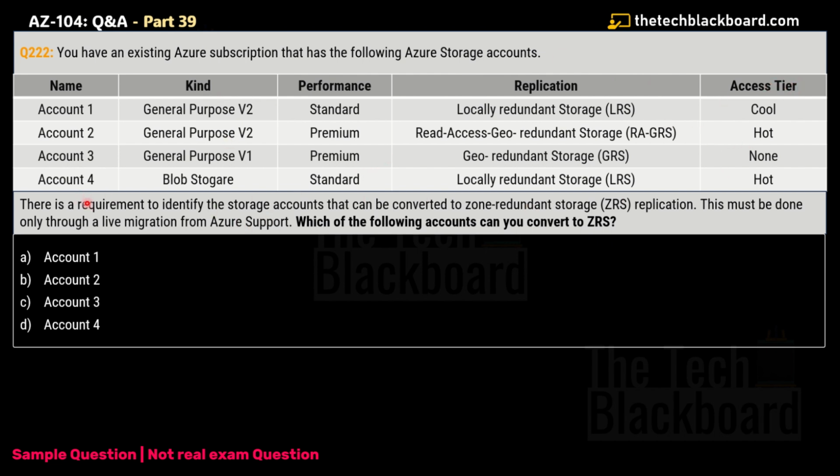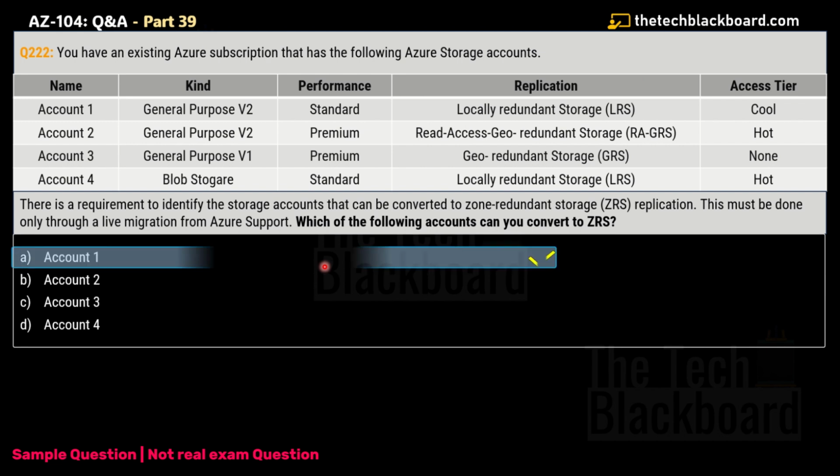And further, the question is saying there is a requirement to identify the storage accounts that can be converted to zone redundant storage replication. This must be done only through a live migration from Azure support. Which of the following accounts can you convert to ZRS or zone redundant storage? Your options are option A, account 1, option B, account 2, option C, account 3, and option D, account 4. So try to read the question once again, try to understand and digest all this information that is given. I will also give you the correct logic, and the correct answer is account 1.